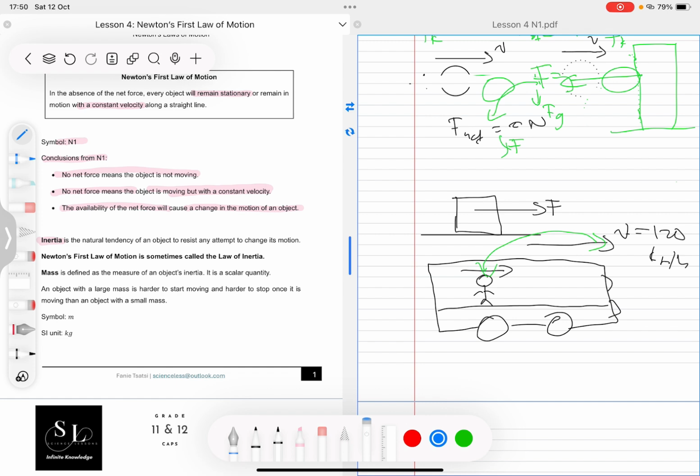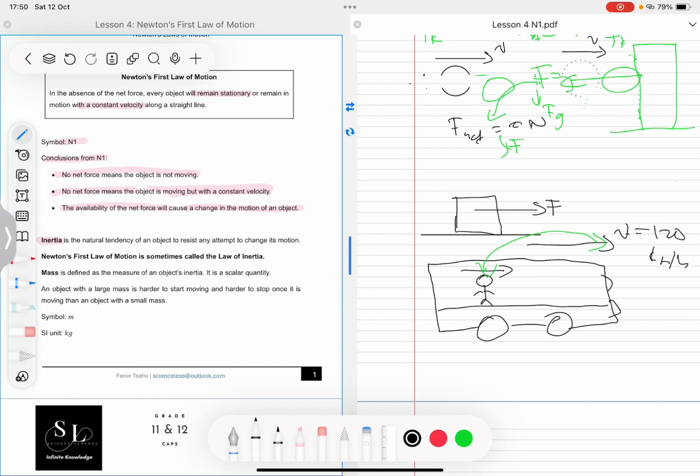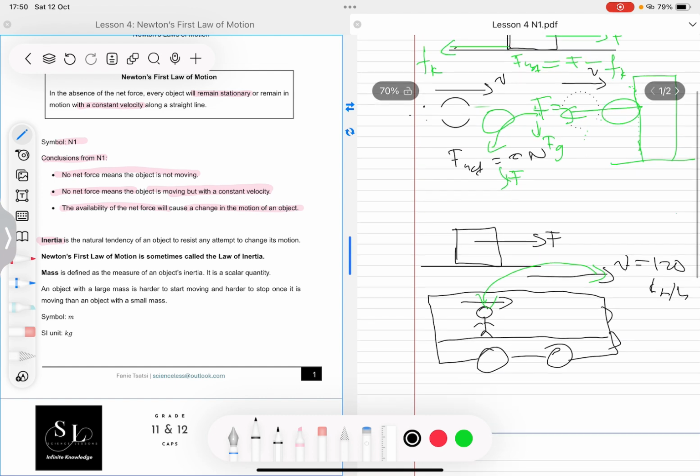That property, we call it inertia. So objects tend to have that resistance. It doesn't want to change that motion of moving at this speed of 120 kilometers per hour. So that's what we call inertia, the natural tendency of an object to resist any attempt to change its motion.